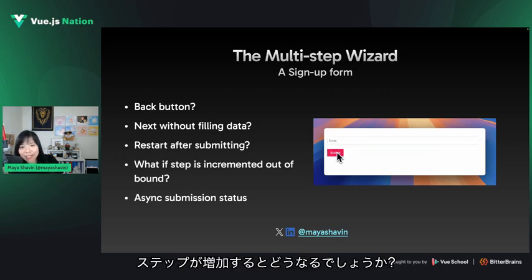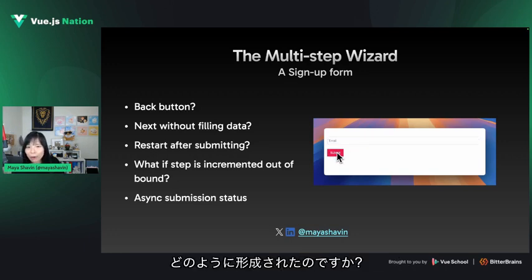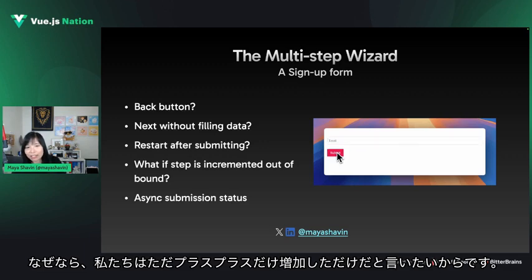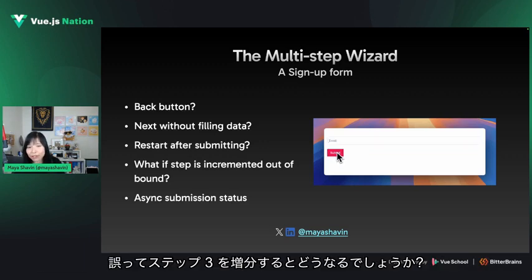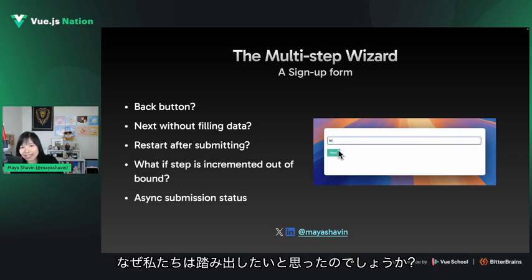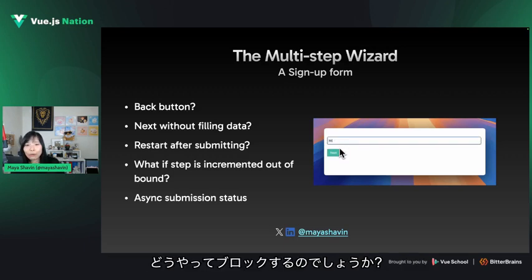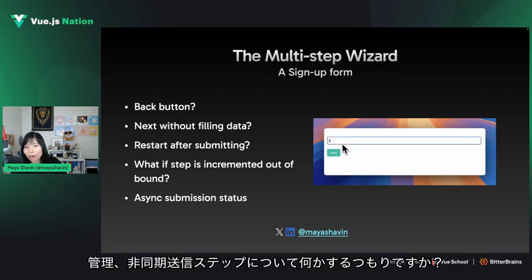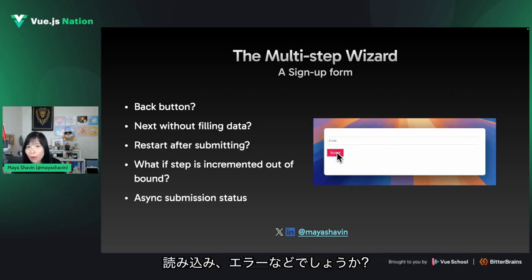And what if the step is incremented out of bounds? Because like you say, we just increment by plus plus. What happens if we accidentally increment it to step 3 while we only have 2 steps? How are we going to display it? How are we going to plug it in? And what happens after we click submit? Are we going to do something about managing the asynchronous submission status, like loading, error, and so on?